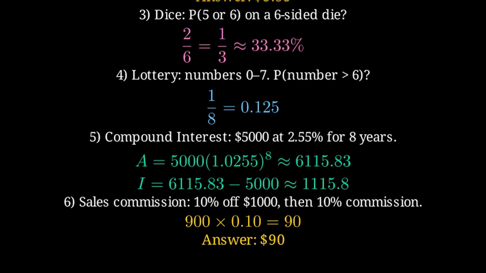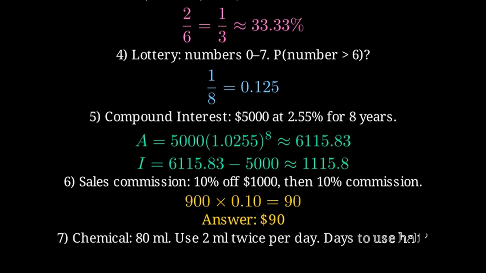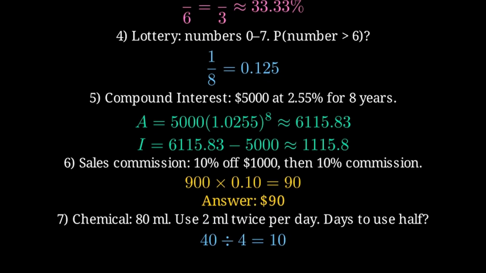Problem 6. Furniture costs $1,000 with 10% discount. Customer pays $900. You earn 10% of that, which is $90. Problem 7. A tube has 80 milliliters. You use 2 milliliters twice a day, so 4 per day. Half the tube is 40. 40 divided by 4 is 10 days.